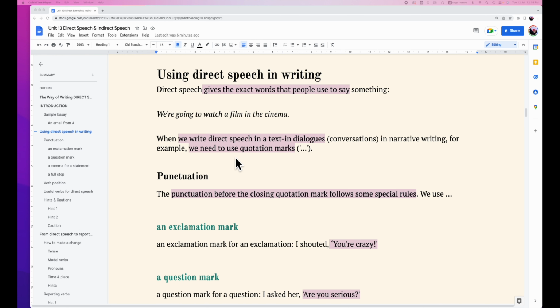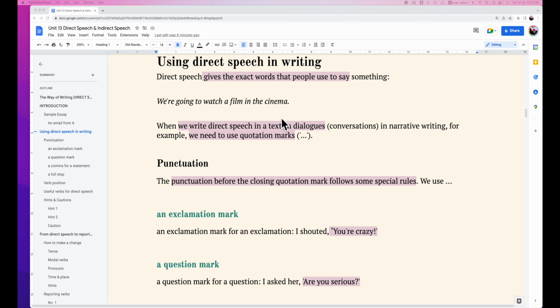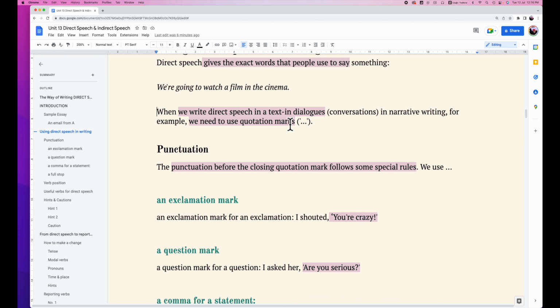What is the purpose of using direct speech? Direct speech gives the exact wording that people use to say something. Example, if I say "We are going to watch a film in the cinema," and I want to quote these words, what should we do? When we write direct speech in a text, in dialogues and conversations, for example in narrative writing, we need to use quotation marks. This is a single quotation mark.